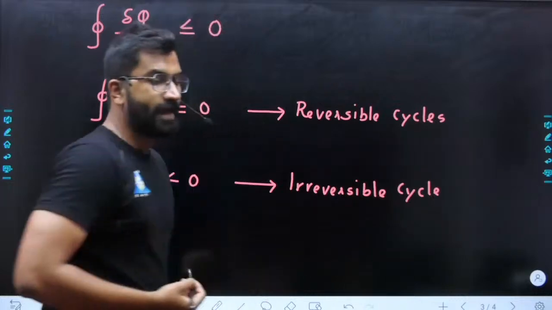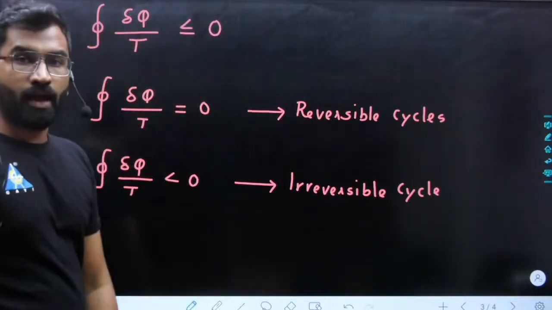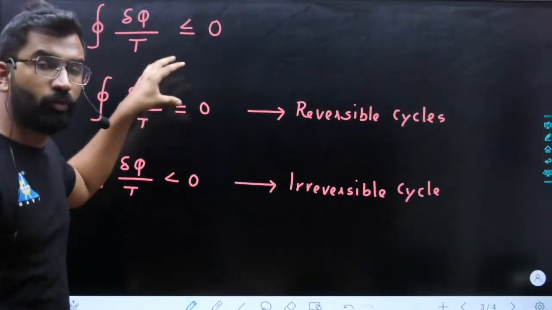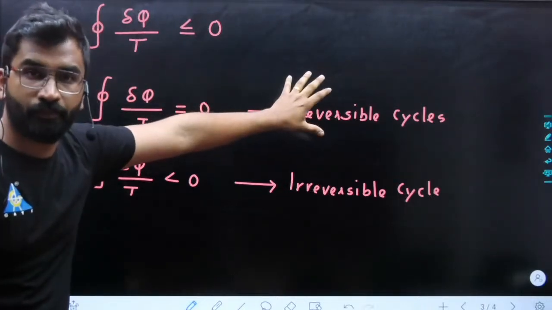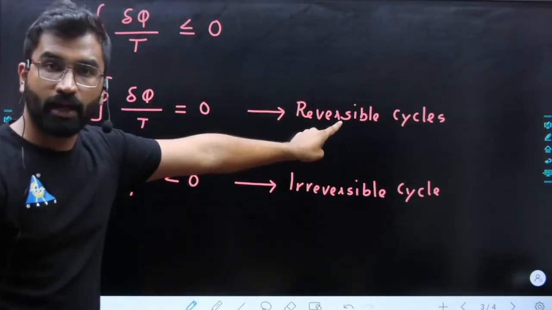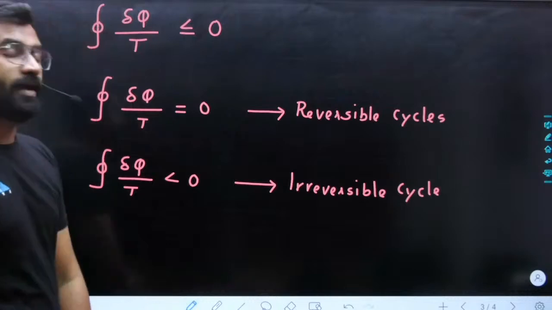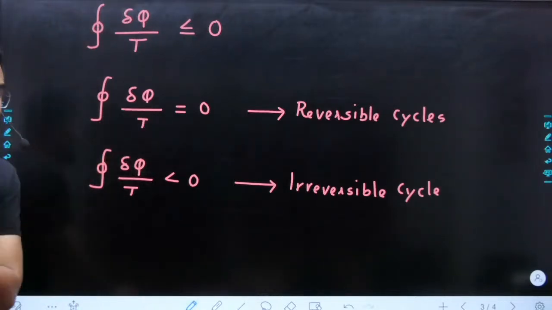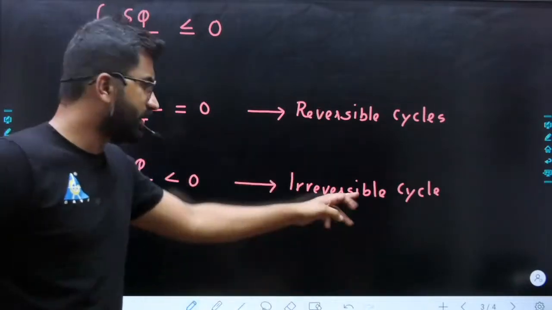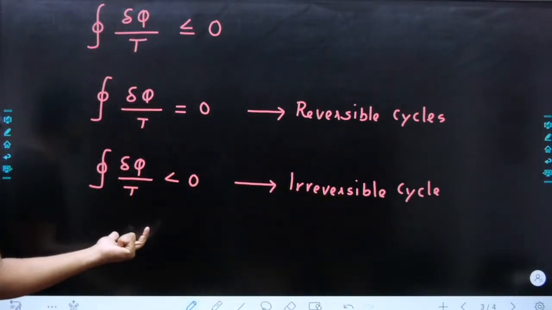So, if you take an example of Carnot cycle, the cyclic integral of del Q by T value should be 0, right? That is the point, because Carnot is a reversible cycle. Now, in the same way, if you take any normal cycles other than Carnot cycle, like an actual heat engine or actual refrigerator, the value should be less than 0.